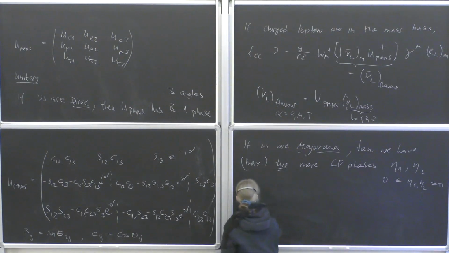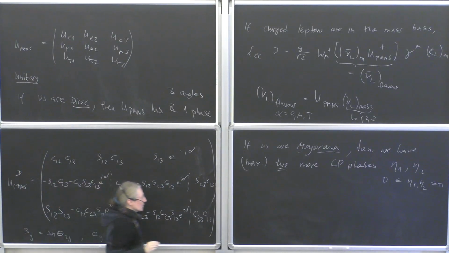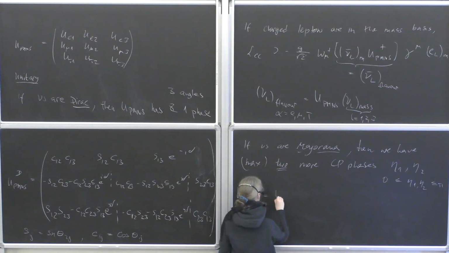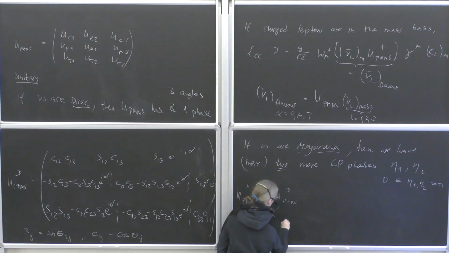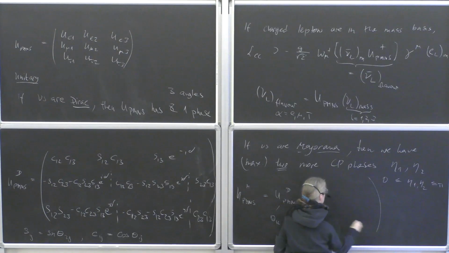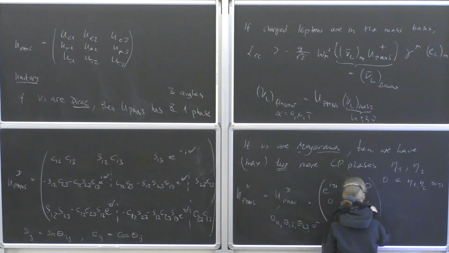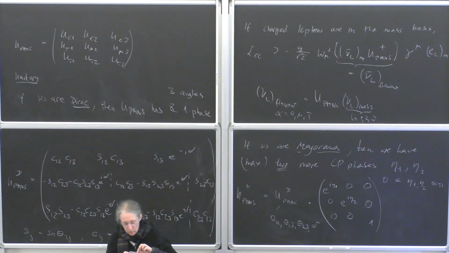And where do they show up? If we call this the PMNS for Dirac, then the PMNS for Majorana is like the PMNS for Dirac, with 3 mixing angles, times a diagonal phase matrix: e to the i eta 1, e to the i eta 2, 1, and zeros elsewhere. So why do I do this?